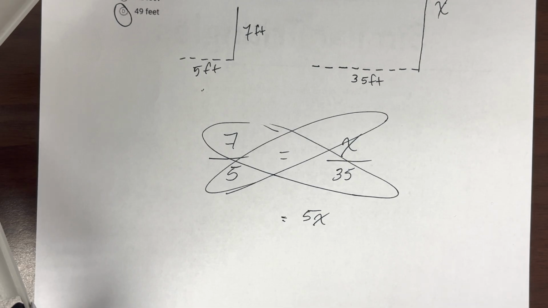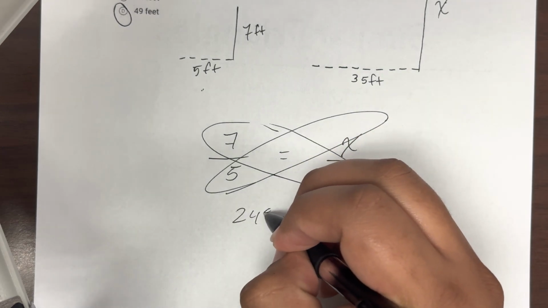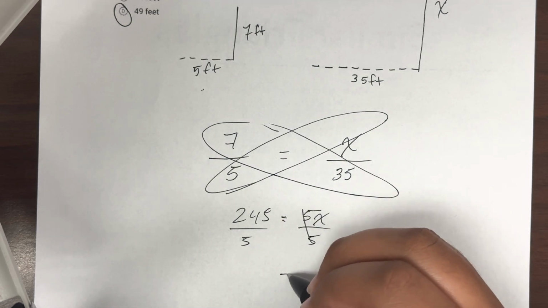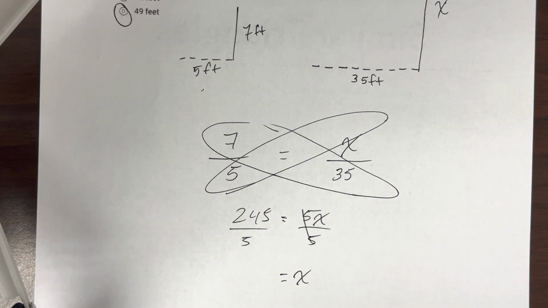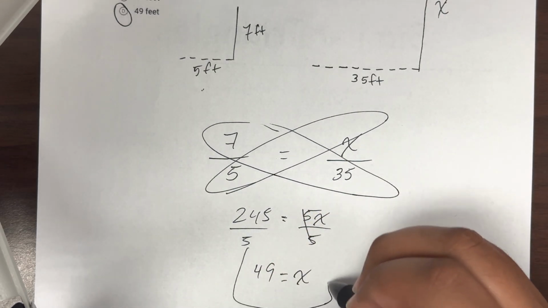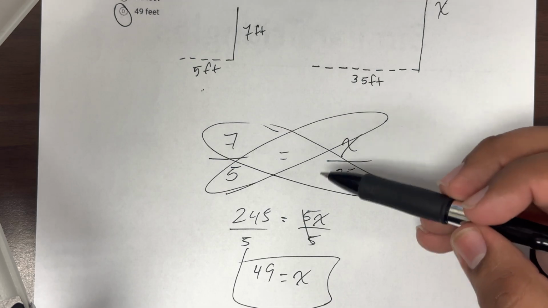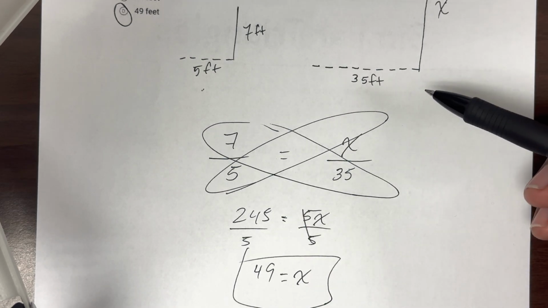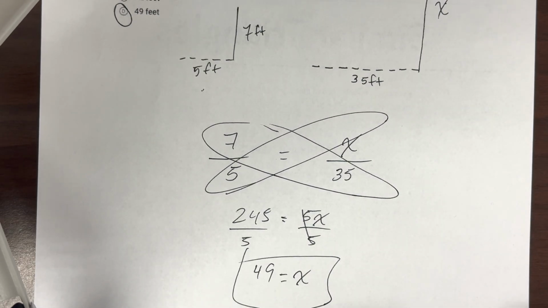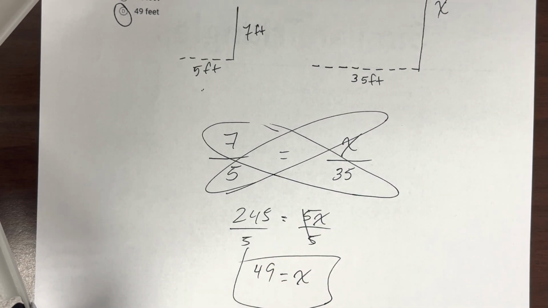7 times 35, 245. You already know my last and favorite step, divide. X equals 245 divided by 5, 49. However you see fit, of course, I know a lot of us love doing the butterfly method. This butterfly method will get me through a lot of what we're about to do in this lesson. Next part, pause if you need to.